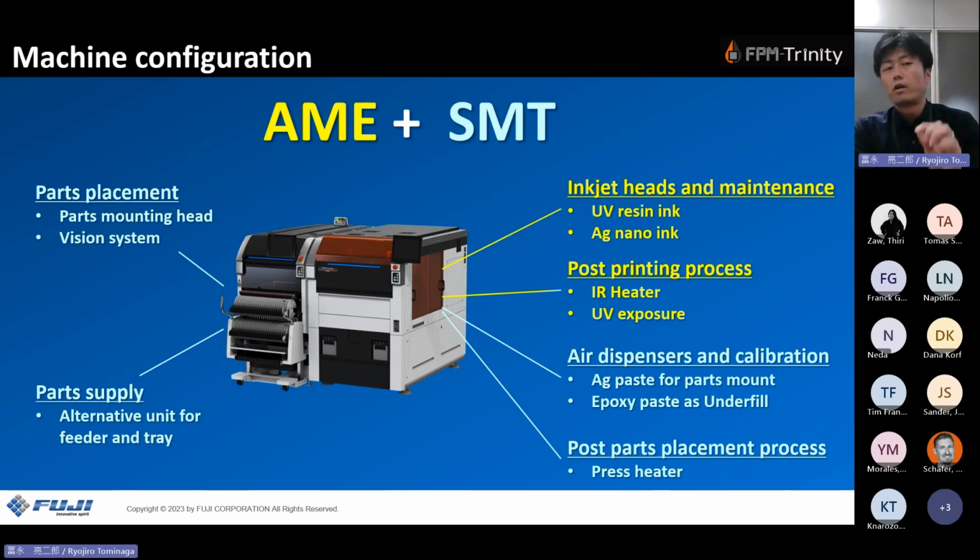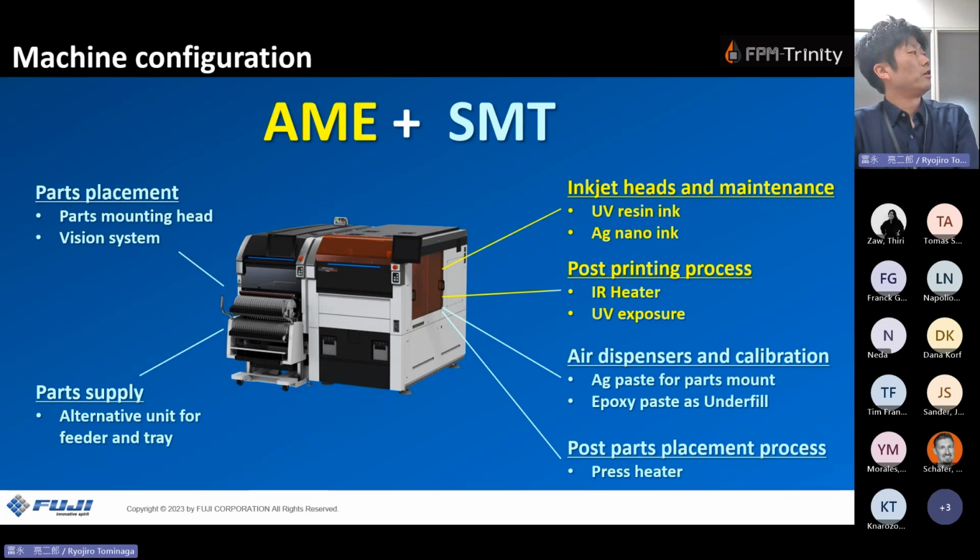Functions related to AME are in yellow text, and those related to the SMT process are in light blue text. For the AME process, we have two inkjet heads and a smart maintenance system for the UV resin ink and silver nanoparticle ink. And as a post-printing process, there are an infrared heater and UV exposure. Those are the units used for the AME process. And for the SMT, we have an air dispenser and a smart calibration system for the silver paste printing and the epoxy paste printing. I'll explain the details later.